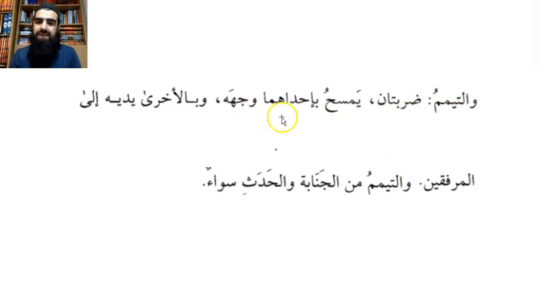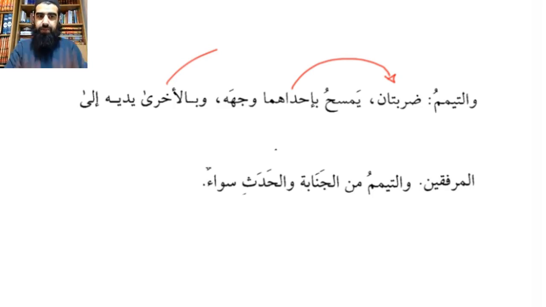So tayammum darbatan. So tayammum is two strikes. Yamsahu, he wipes, bi ihdahuma, with one of them his face. Okay, so bi ihdahuma, what does that mean? So tayammum is 2 strikes. So tayammum, you have, let's say, the ground, you tap it 2 strikes. 1 strike, right, for the face, and 1 strike for the arms. So tayammum darbatan is 2 strikes.